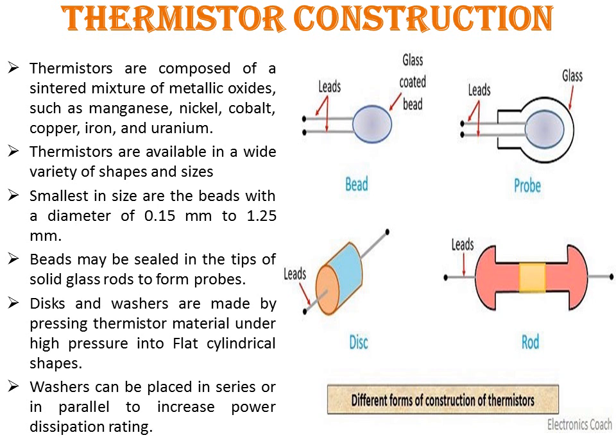Beads, as you can see in the first diagram, are smallest in size with a diameter of 0.15 mm to 1.25 mm. These beads can be sealed in tips of a solid glass rod to form probes, as you can see in the second diagram. Then we have the discs and washers, which are made by pressing the thermistor material under high pressure into flat cylindrical shapes. Washers can be placed in series or in parallel to increase the power dissipation rating.